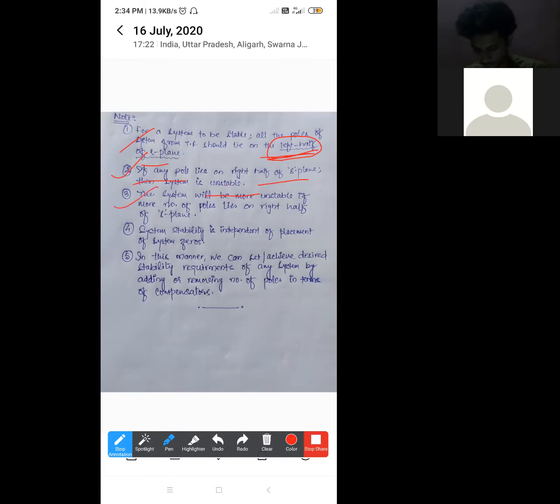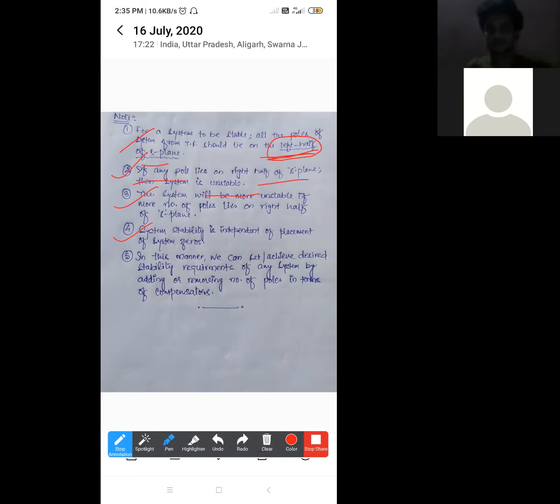Point number 4: system stability is independent of the placement of system zeros. For any system, there will be one transfer function, and for any transfer function, there will be some zeros and some poles. System stability is not dependent on the placement of zeros. Zeros may lie anywhere on the plane, right? We cannot relate the position of zeros with system stability. We are concerned with the placement of poles, the position of poles, when we are concerned with system stability.